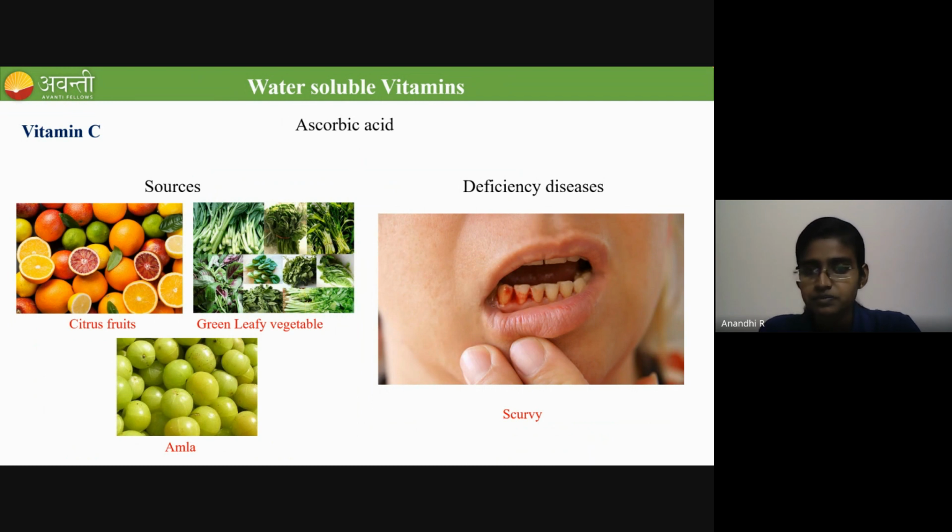Clear? So any doubts so far in the vitamins? All the fat soluble and water soluble vitamins are clear to all of you, right? So Sandeep and the other person who joined from the ID Samsung, is it clear? No doubt?